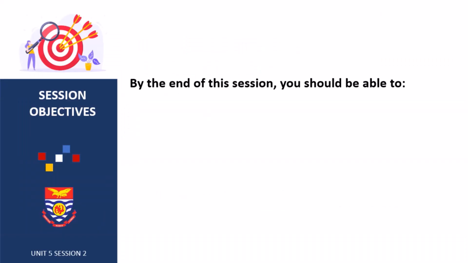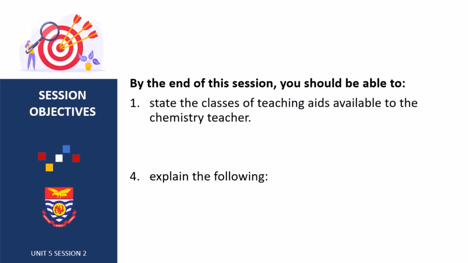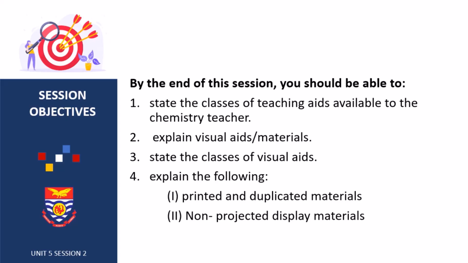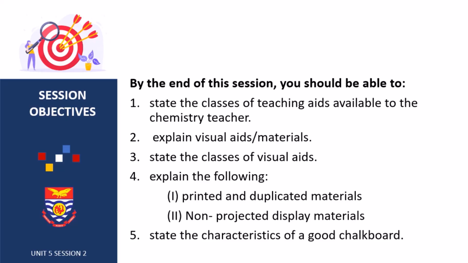By the end of this session, you should be able to state the classes of teaching aids available to the chemistry teacher, explain visual aids or materials, state the classes of visual aids, explain the following: printed and duplicated materials, non-projected display materials, and finally, state the characteristics of a good chalkboard.